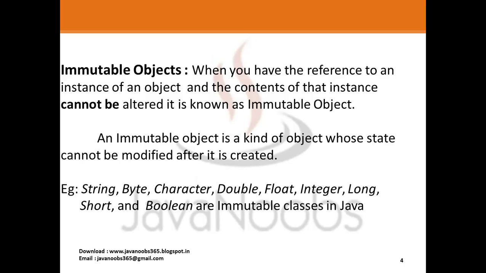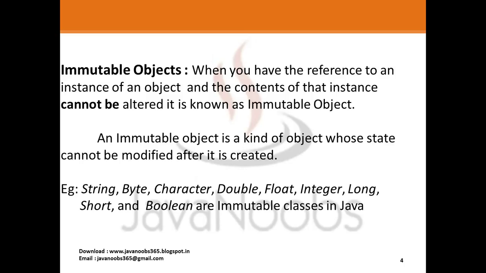Regarding immutable objects, when you have the reference to an instance of an object and the contents of that instance cannot be altered, it is known as immutable object. And the best way to put it across is an immutable object is a kind of object whose state cannot be modified after it's created. So once the object is created and if its state can be modified, it is mutable object, and once the object is created and if its state cannot be modified, it is known as immutable object.